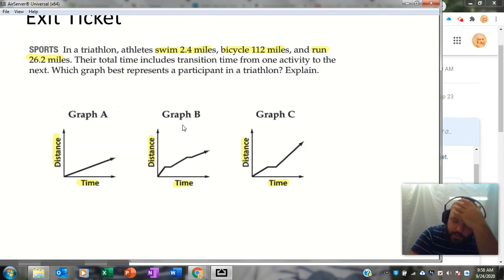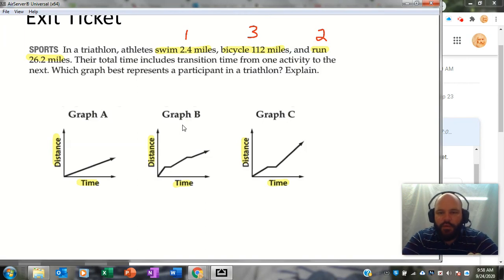So of those three, I'm going to order these from the slowest to the fastest. And so swimming, it will be the slowest. The next faster one would actually be running. And then the quickest one is going to be bicycling. So one, two, three. Swim, bicycle, and run. Now, why did I order these?